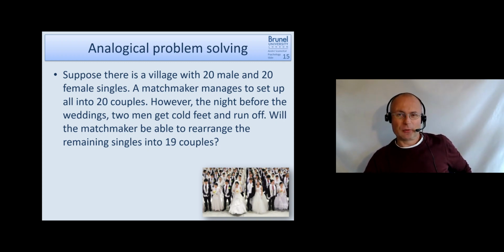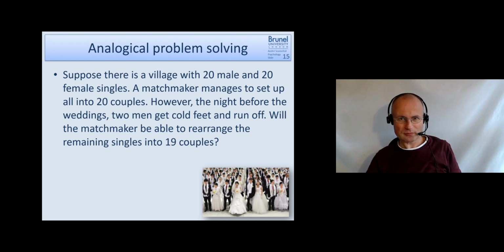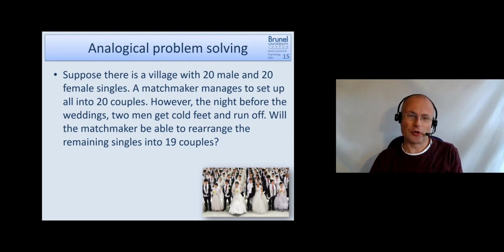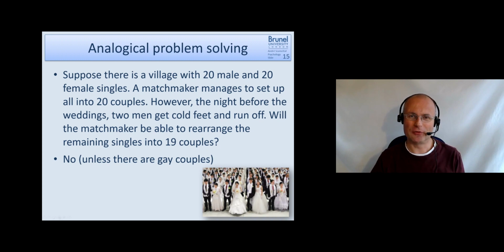Suppose there is a village with 20 male and 20 female singles. A matchmaker manages to set up all into 20 couples. However, the night before the weddings, 2 men get cold feet and run off. Will the matchmaker be able to rearrange the remaining singles into 19 couples? You can think about this for a short moment and pause the video. Okay, so will it be possible? No, it won't be, unless there are gay couples, which we just rule out for the example of that.